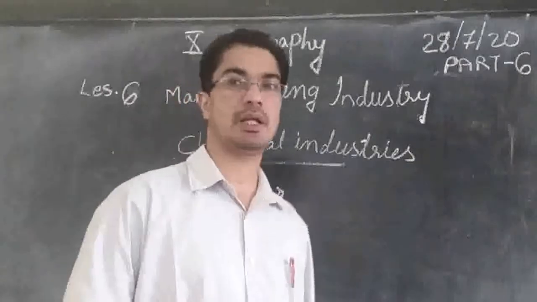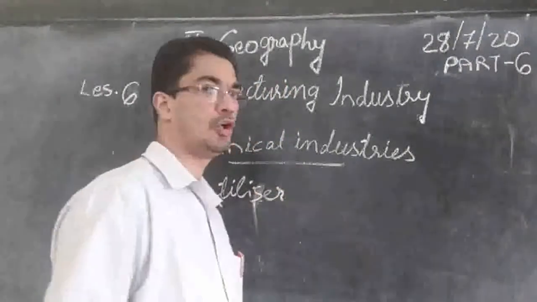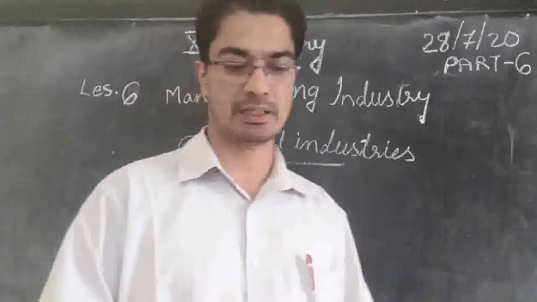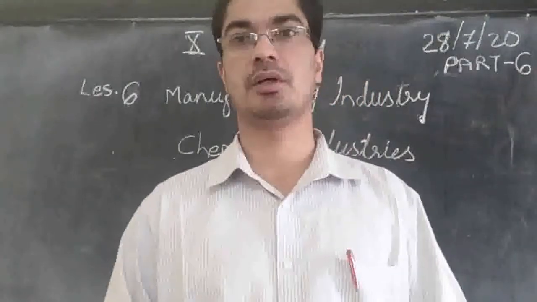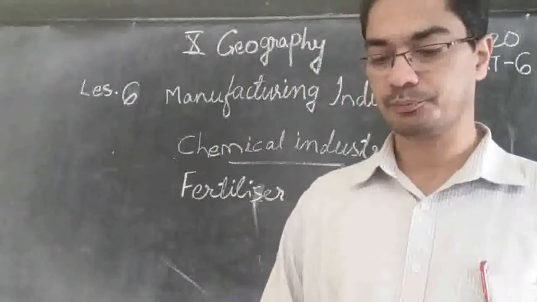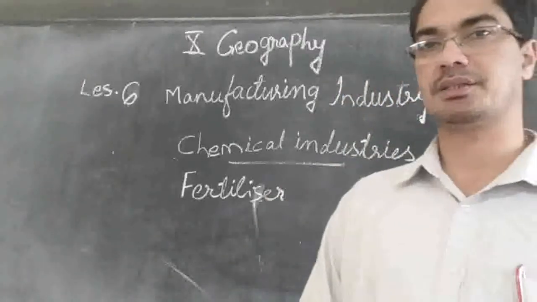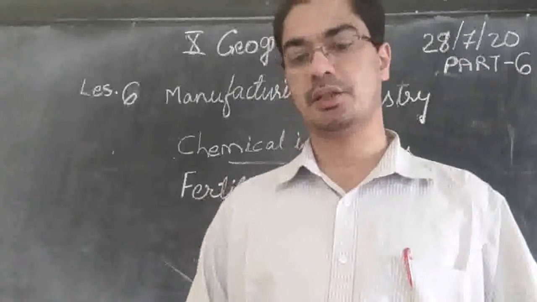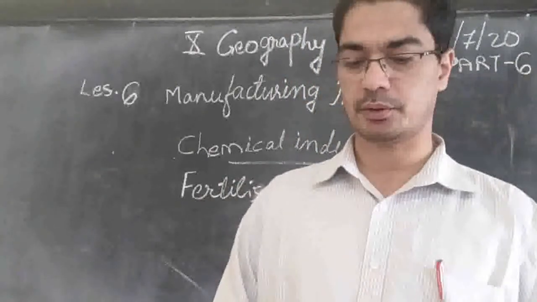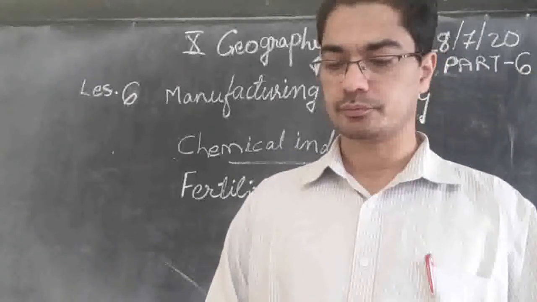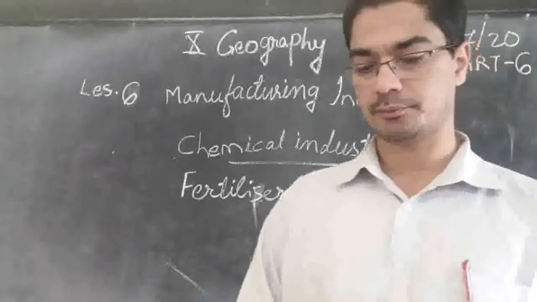So it is mainly concerned about production of urea, the fertilizer. That is one of the major fertilizers for the purpose of agriculture. Then what else are they producing? Phosphatic fertilizers. Another type of fertilizer that they use is phosphatic, containing phosphorus. Another one is ammonium phosphate.